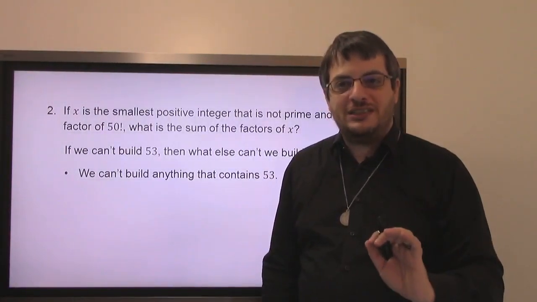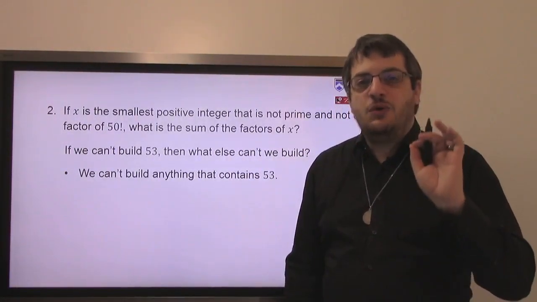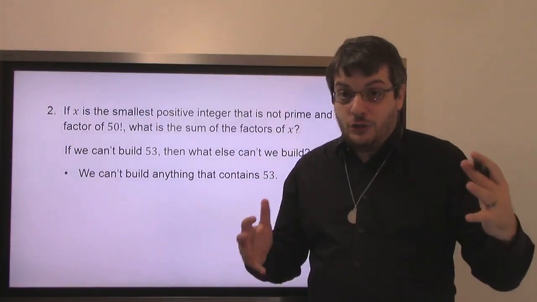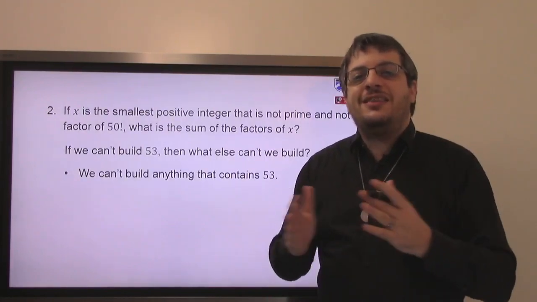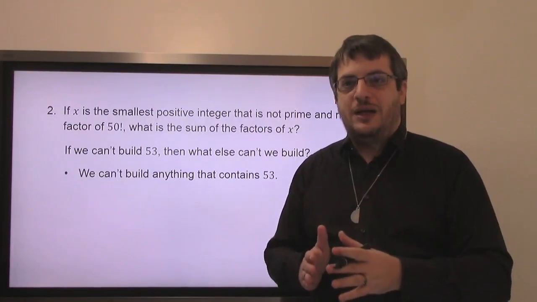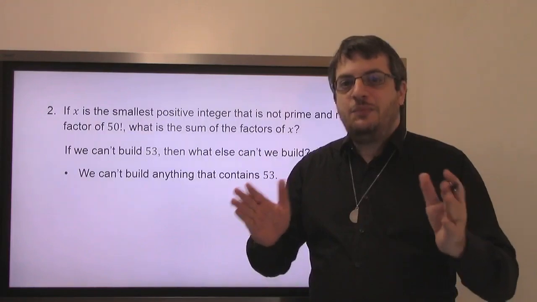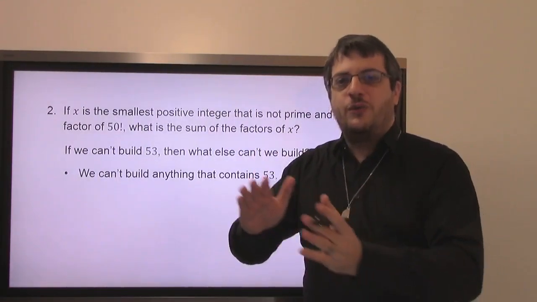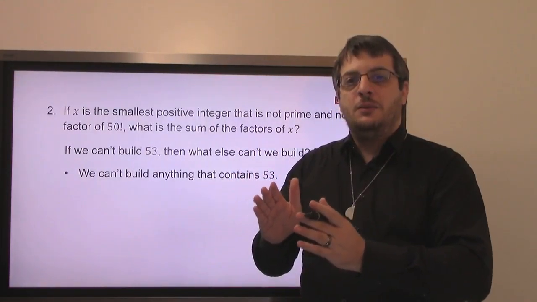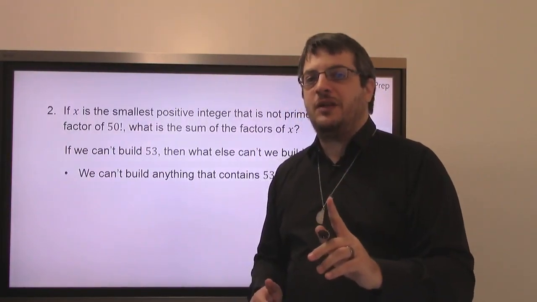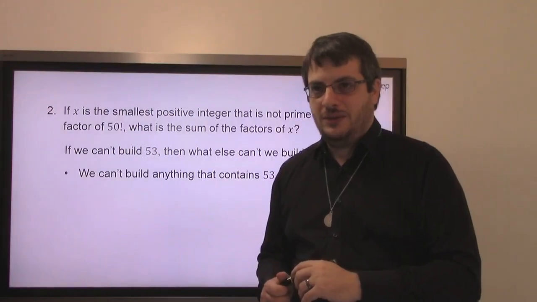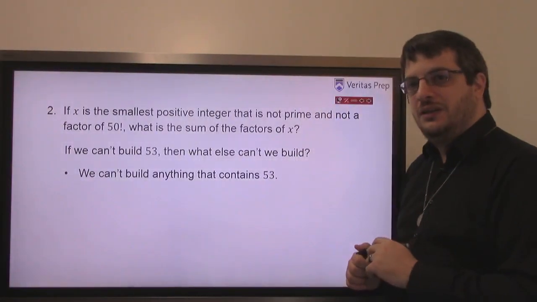Because I took the smallest prime after 50, and I multiplied it by the smallest thing I could multiply by that would make it not prime anymore. So there's not going to be anything else I can't build other than some prime numbers. Right? I can build anything that's not prime all the way up to 106. But I can't build 106, and it is the smallest non-prime number that I can say that about. It's the first number I can't build.